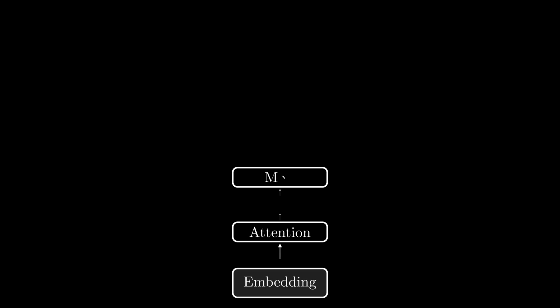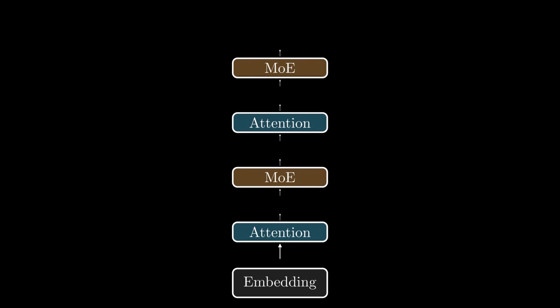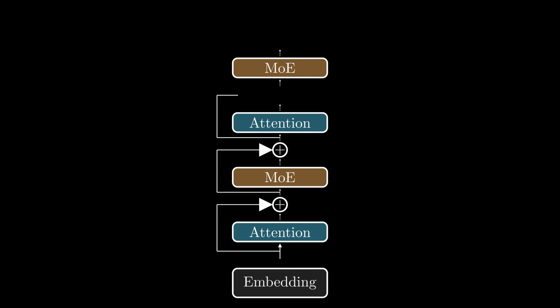Given a sequence of token embeddings, a typical transformer architecture processes them using a stack of attention and mixture of experts layers. But a deep network is difficult to train. A common strategy is to use residual connections. Let's see why it works.